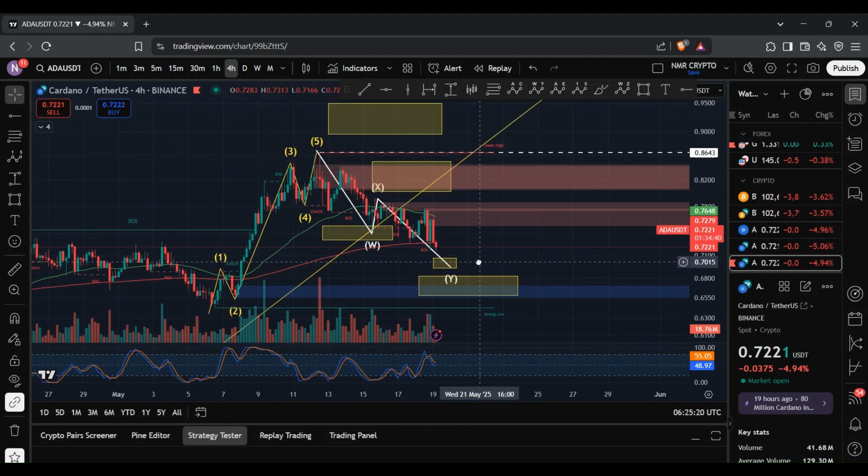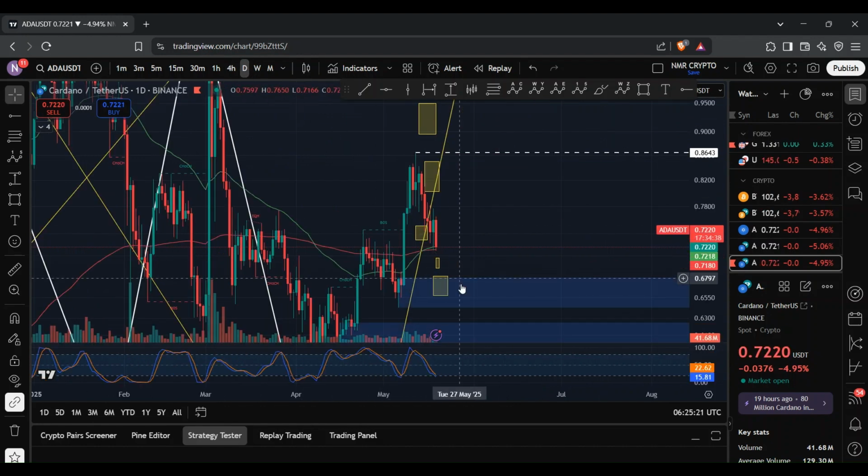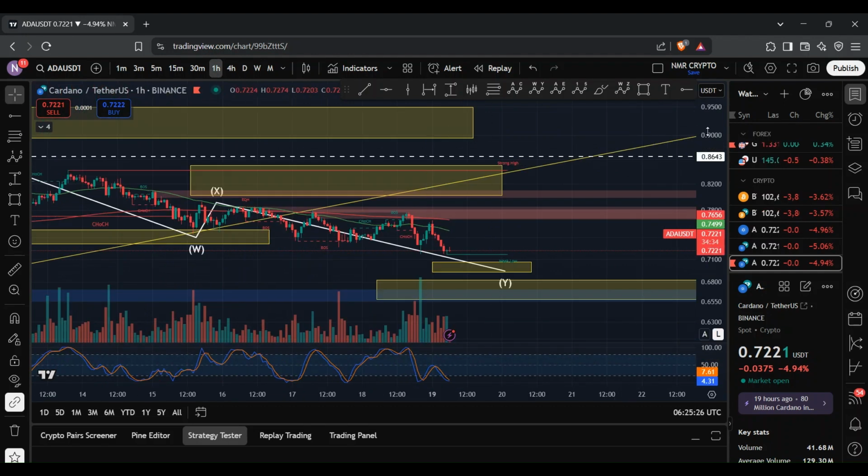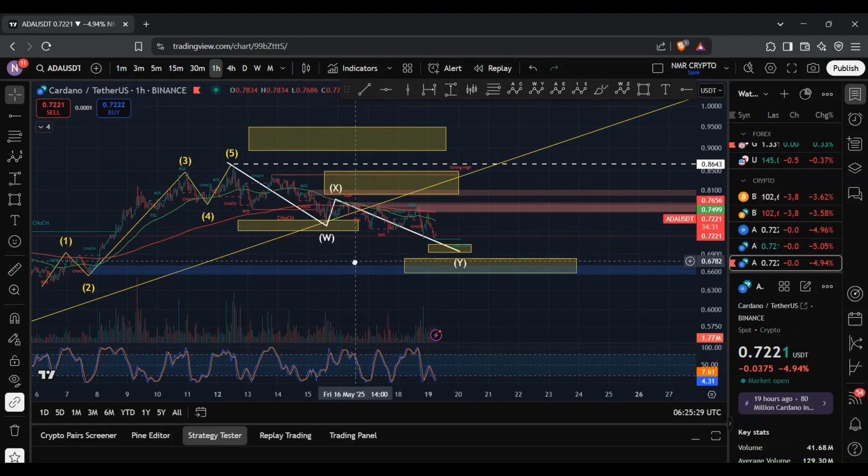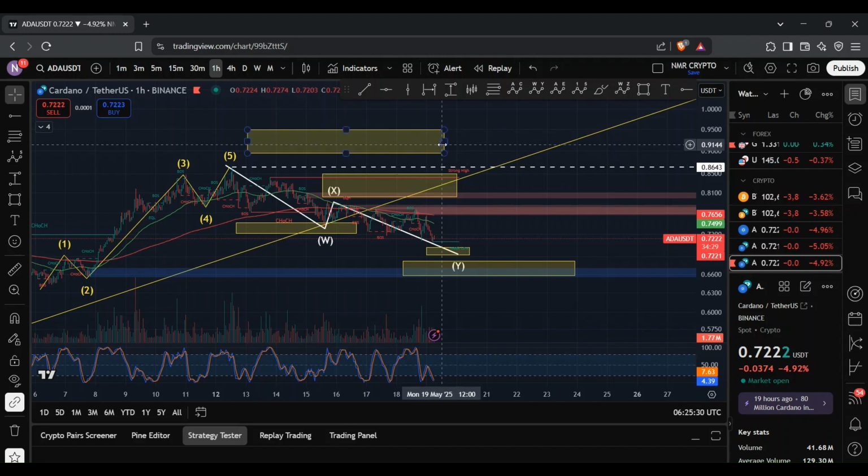where we then potentially tap into either this region or this region over here. Now, as far as the daily chart goes, you can see that we are also oversold. And so it looks like we are within the final stages of this corrective move to the downside. And I am looking for that bigger move to the upside where we see higher highs and ADA potentially tap into this region here.